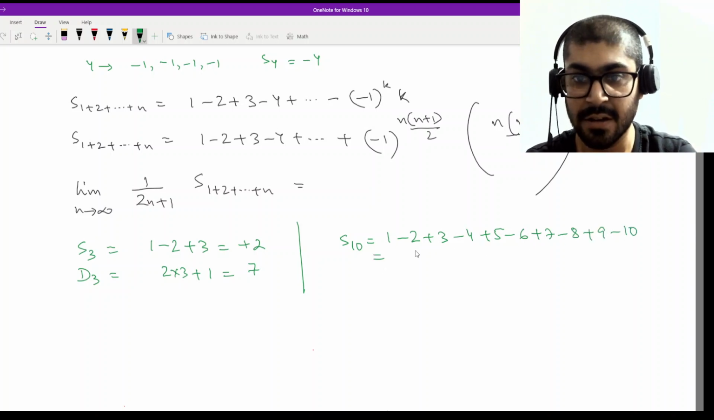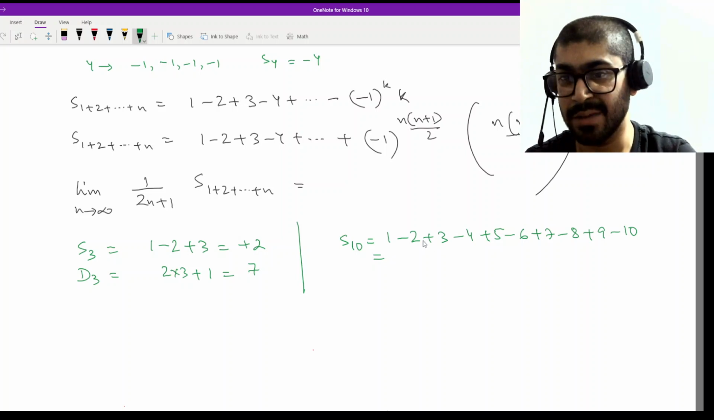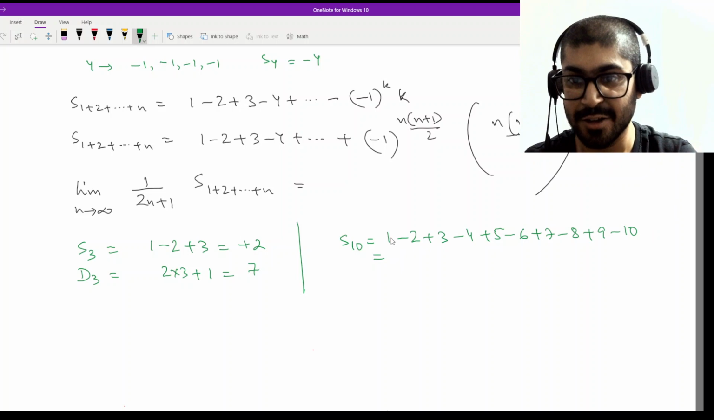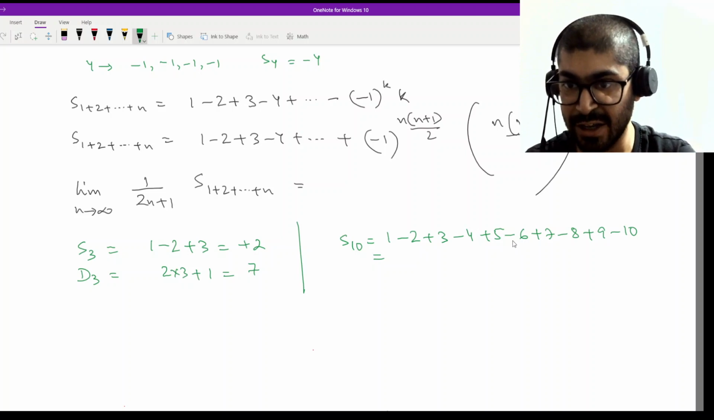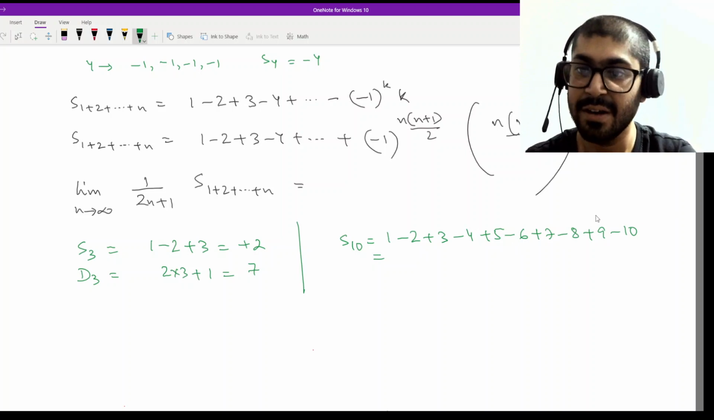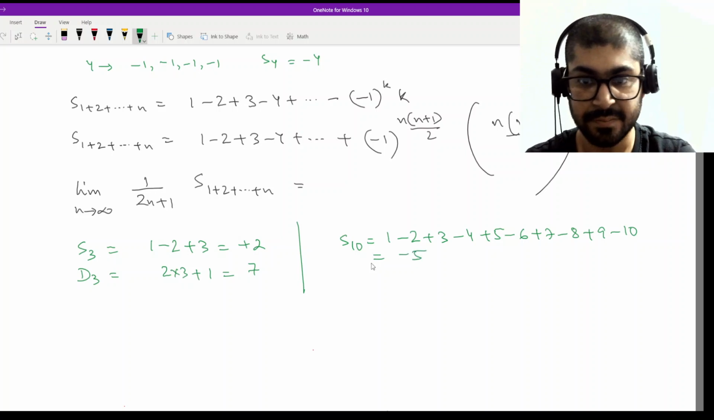So this is 1 minus 2 is minus 1 plus 3. Odds minus evens, right? So 1 plus 3, 4 plus 5, 9 plus 7, 16 plus 9, 25. 25 minus 6 is 19, minus 6, 13, minus 8, 5, minus 10, minus 5. What is D10? 2 into 10 plus 1, 21.